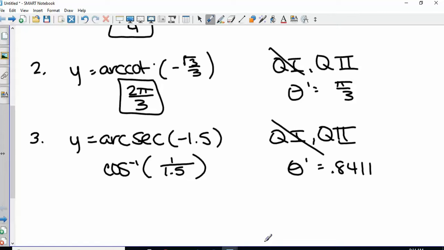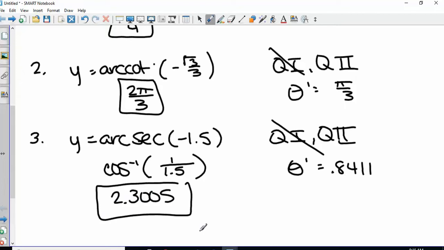So I've given you this angle. How do you get the entire thing? If we're in degrees, we do 180 minus. Since we're in radians, we do pi minus. So pi minus 0.8411. We get 2.3005. So you'll have a couple like that on your test, just straight working backwards from the inverse. So you have to know your quadrants and work from there.